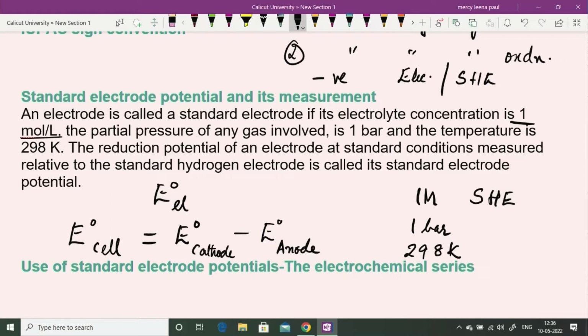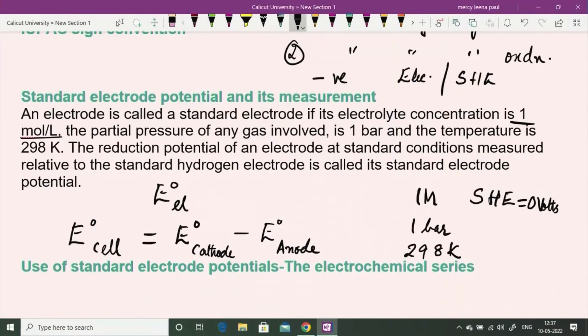Now, what we are going to do here is just set up a standard, okay, and that was SHE. And for arbitrary sake, we say that the potential of SHE is equal to 0 volts.